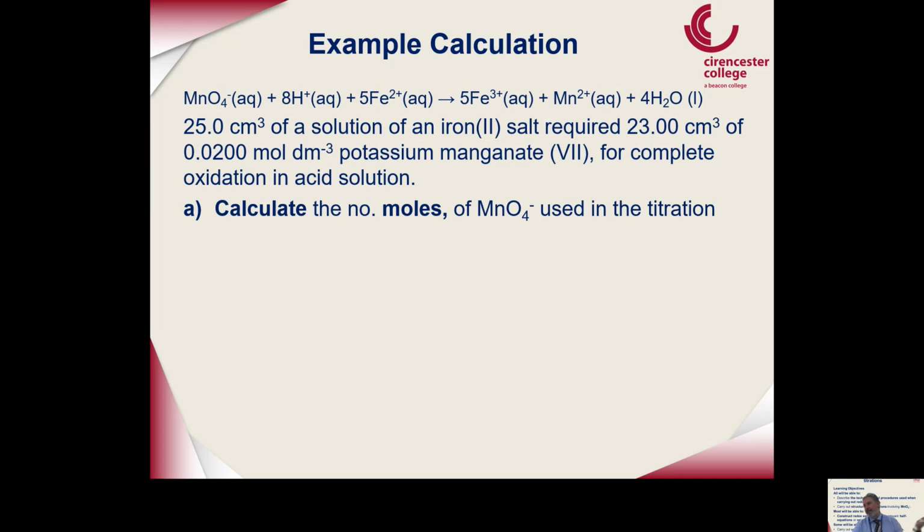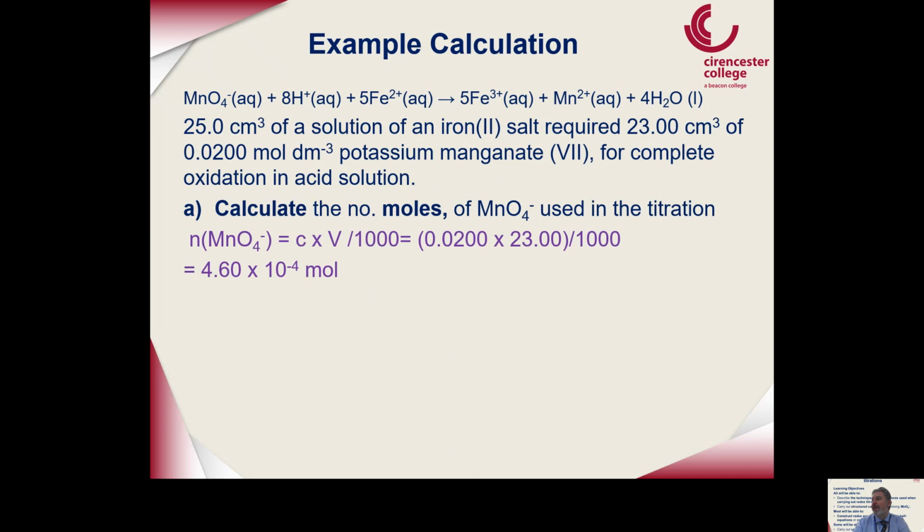First off, like most calculation questions, we need to work out moles. So we need to work out the moles of manganate. We've got volume of 23, concentration of 0.02, so moles equals concentration times volume over 1,000, and that comes out as 4.6 times 10 to the minus 4 moles.